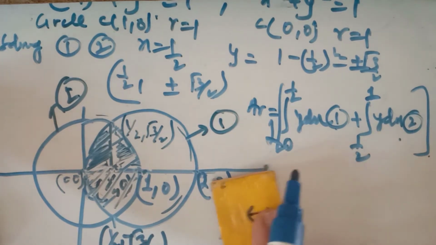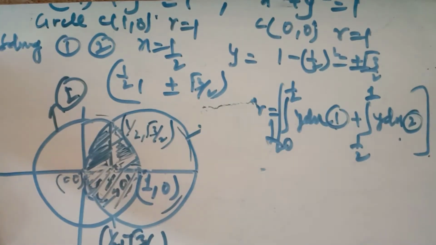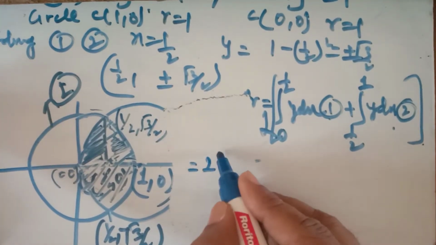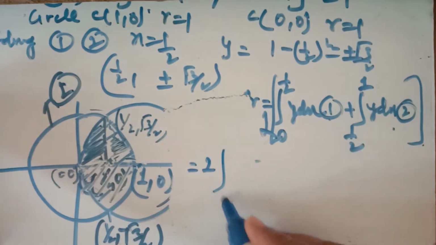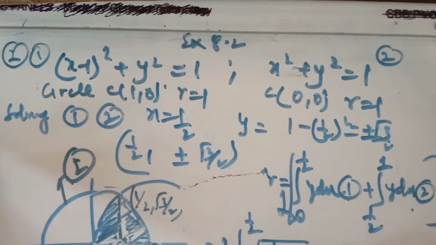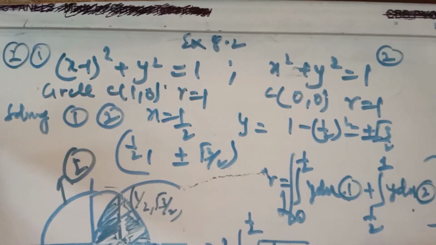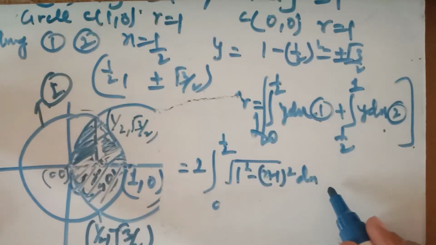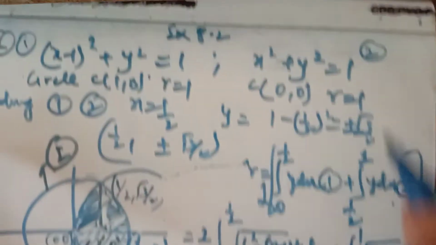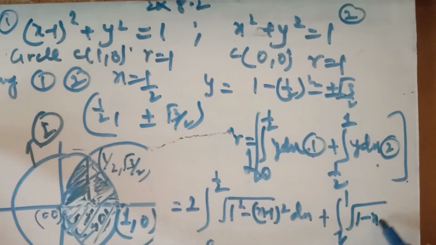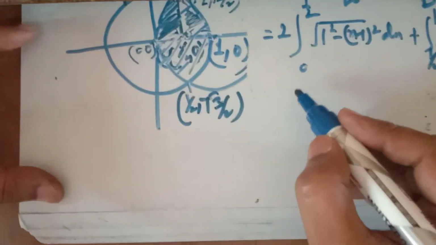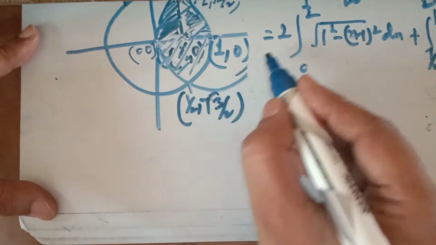So I'm putting it in. It will be twice, integral from 0 to half, y from the first, which is under root 1 square minus (x minus 1) whole square, with respect to x, plus integral from half to 1, y from the second, which is under root 1 minus x square, twice, and integrate. So both are special integrals. I am writing it here.